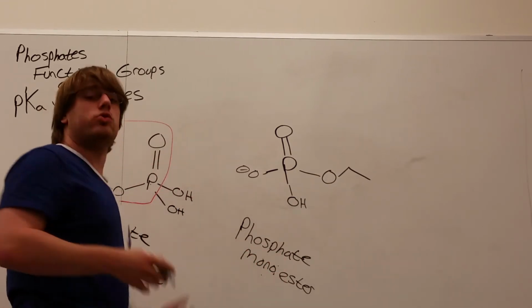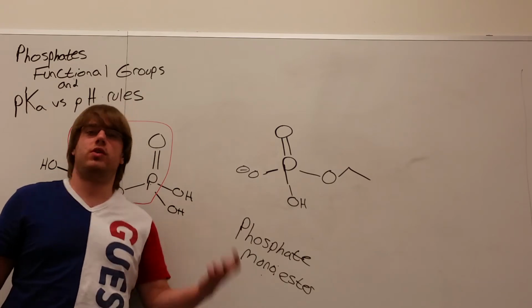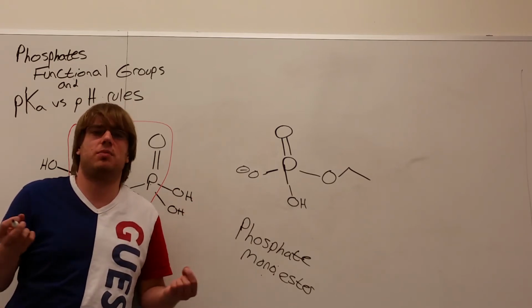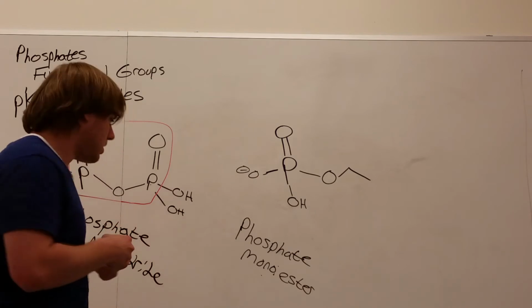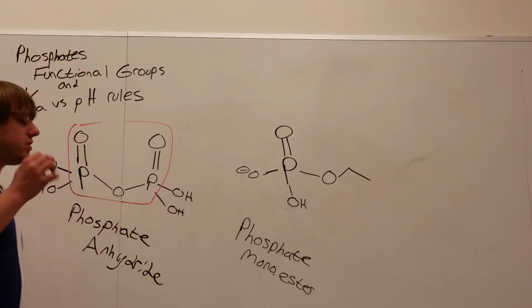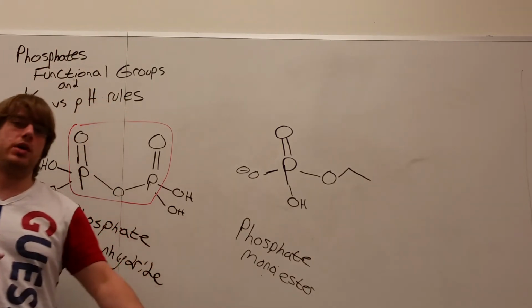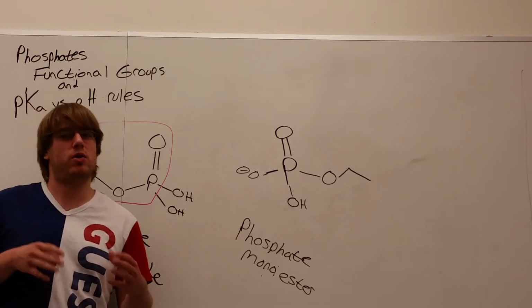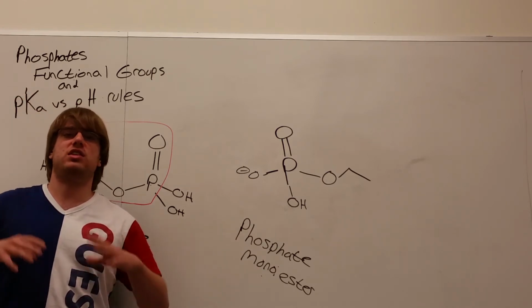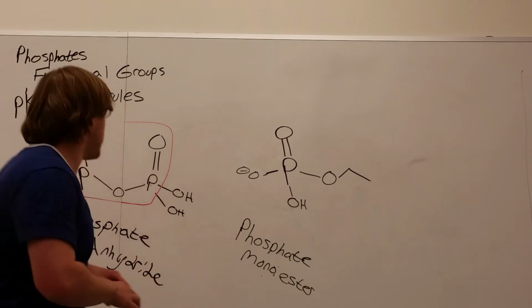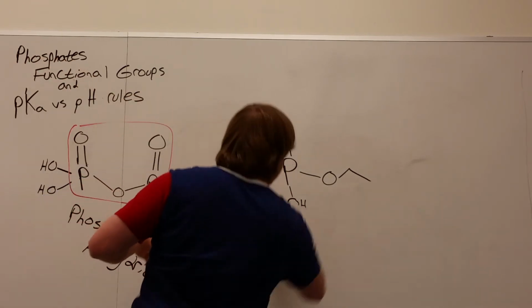Okay? And those are all the functional groups you really need to know. It's a very small piece of this chapter that's already small. So the other thing you need to know about phosphates that I want to go over in this video is rules about pKa versus pH. Now, if you've watched my amino acids video, you've kind of already seen these rules. So let's talk about what we need to know.